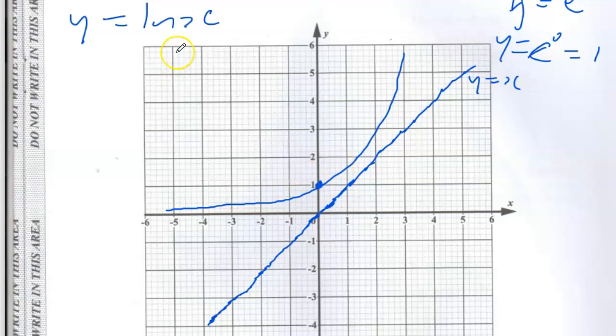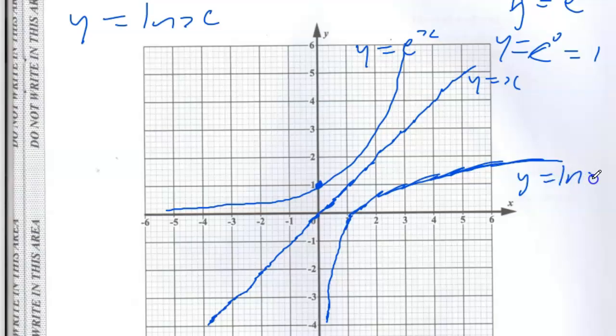So for the graph of log x, when x is 1, y is 0. So the graph of log x will look like that. So they are images of each other. This is the graph of y equal to e to the x, and its inverse is log x. So these are the two graphs. Notice they are a reflection of each other in the line y equal x.